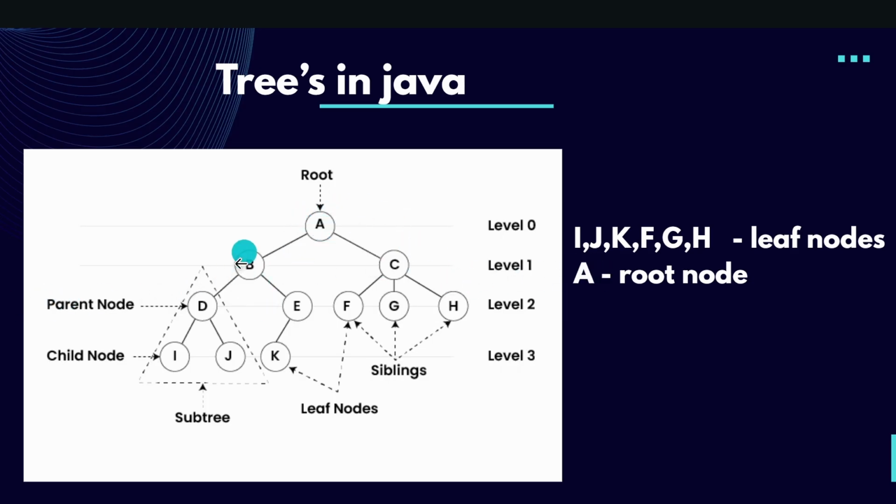After that, B has 2 children, C has also 3 children, as this is not a binary tree. This is parent node D, which has 2 children. These are known as child nodes, and this complete tree is known as the subtree. I, J, K, F, G, H are all known as leaf nodes, because they do not contain any further subnodes. A is known as the root node. We already know about that.